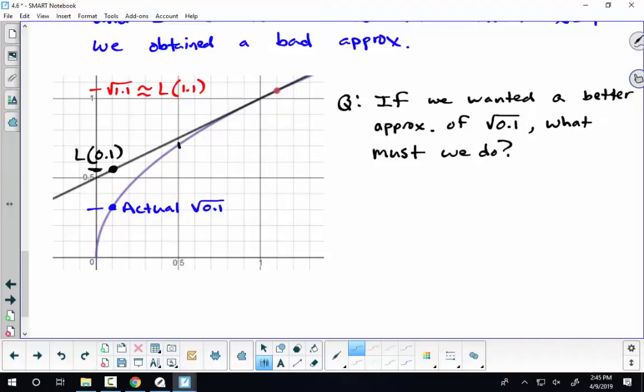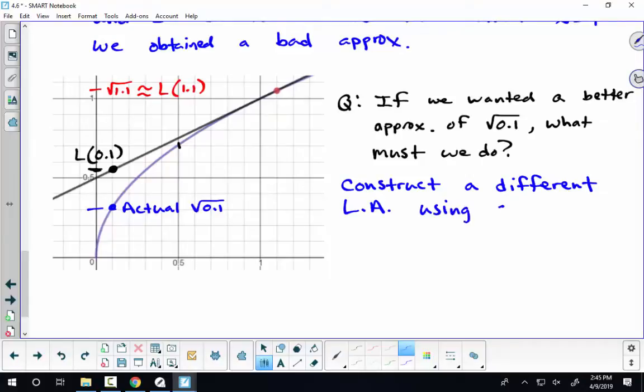In other words, we need to construct a new tangent line with a value that's fixed closer to the point at which we're trying to approximate. So construct a different linear approximation using a value closer to A or x. It's really interchangeable. x is a variable. Once the variable is fixed, then they just call that A.